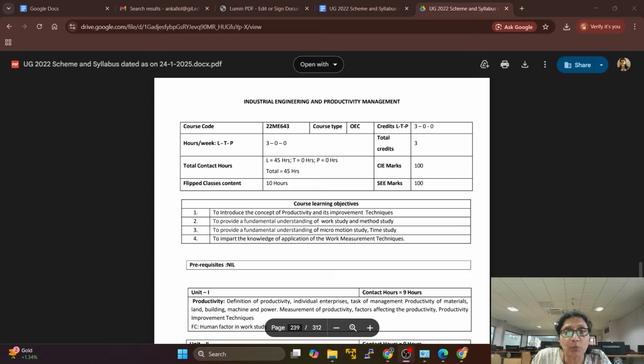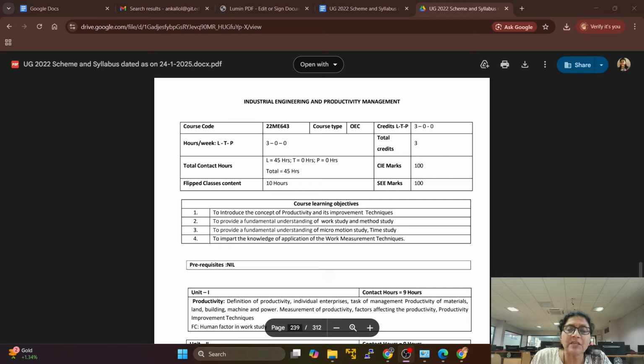So you can write it as output by input. Output here we refer to the number of products manufactured in a given period of time, or service rendered to the customer, divided by the resources that are being used. Then the next question will be, what are the resources which the industries are using? Resources are usually written as the 4 M's: material, machines, manpower, and money.